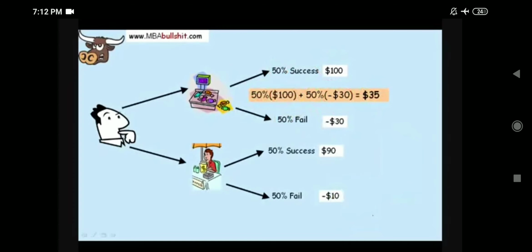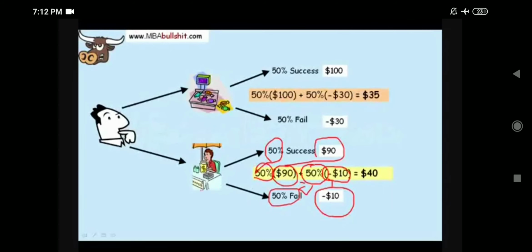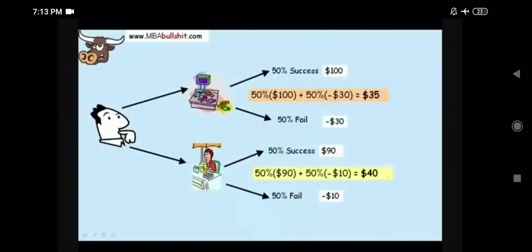And then we do the same thing for the lemonade stand. 50% chance of success, $90 that you would earn if it's a success, plus 50% chance of failure, multiplied by the loss of $10, which you would have if your lemonade stand becomes a failure. And we end up with this formula and this figure: 50% times 90 plus 50% multiplied by negative 10 equals $40.